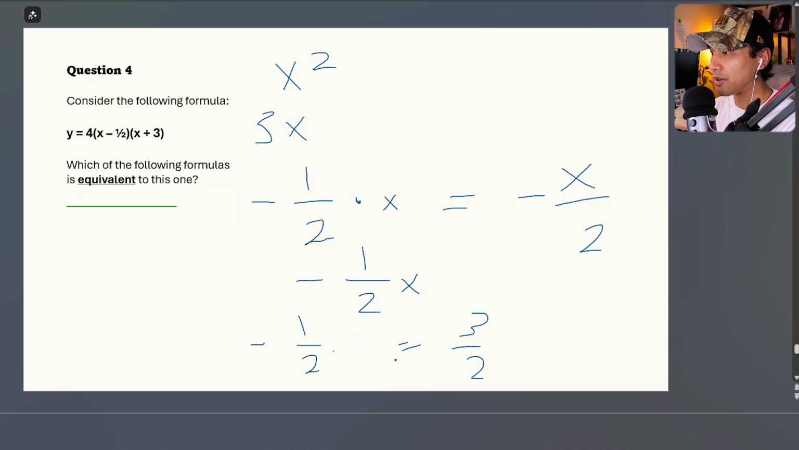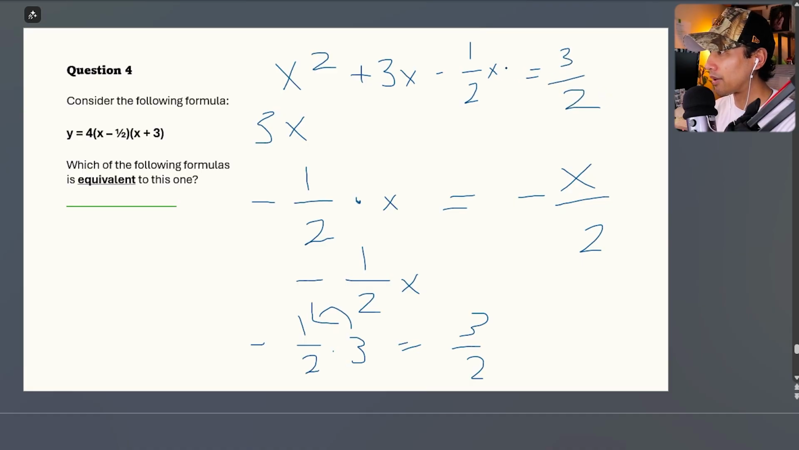So really it's like this, and then you multiply it like that, 3 over 2. So we get 3 over 2 for the last term. So you kind of have an ugly equation. To write everything out, we have x squared plus 3x minus 1/2 x equals, or not equals, 3 over 2, equals plus or minus. It's minus 3 over 2, because it's a negative 1/2 times 3.